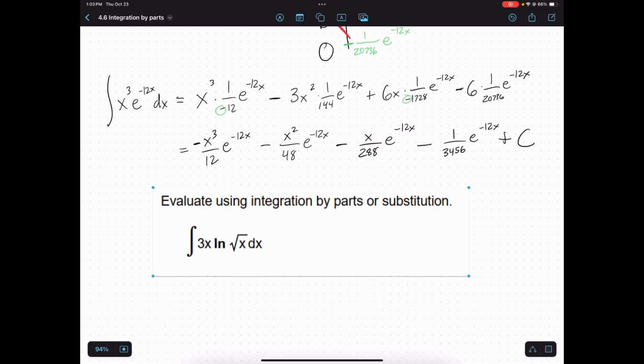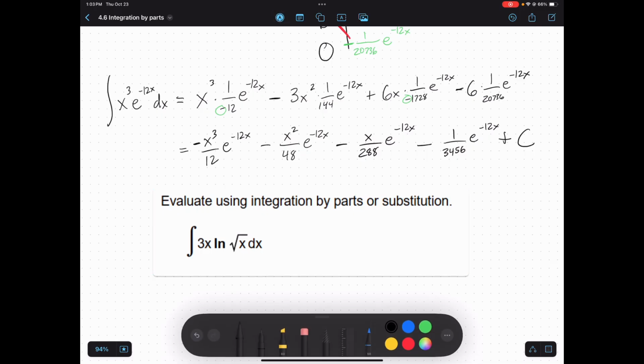Now there's one more problem that I want to talk about, and mostly just because there's a tricky piece to it here. This one's number 3. It's the integral of 3x times natural log of the square root of x dx. We might look at this and say, oh no, not only is this integration by parts, but it's also chain rule. I've got a function inside of a function. It's also integration by substitution. But hold on there.